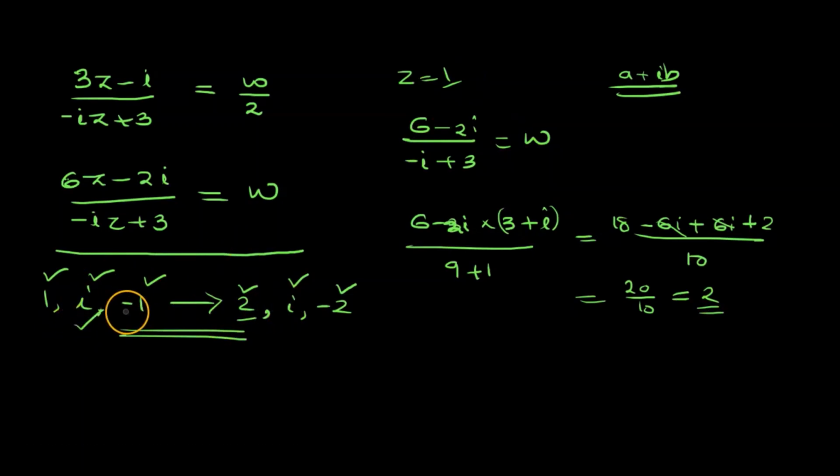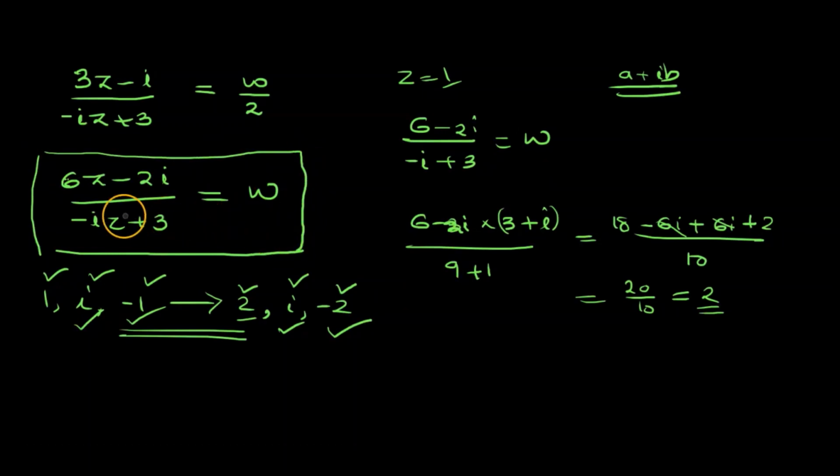Check other options. Z equal to i, we get W equal to i. And z equal to minus 1, we get W equal to minus 2. So this is the required transformation, W equal to 6z minus 2i divided by minus iz plus 3. Now let's find the fixed points or the invariant points of the transformation. W equal to 6z minus 2i divided by minus iz plus 3.